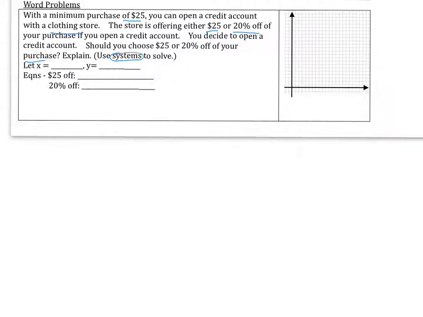Now we're going to use systems to solve. So we need to set up two equations, but first we need to define our variables. X will be the purchase amount, and Y will be the amount you pay after the discount.